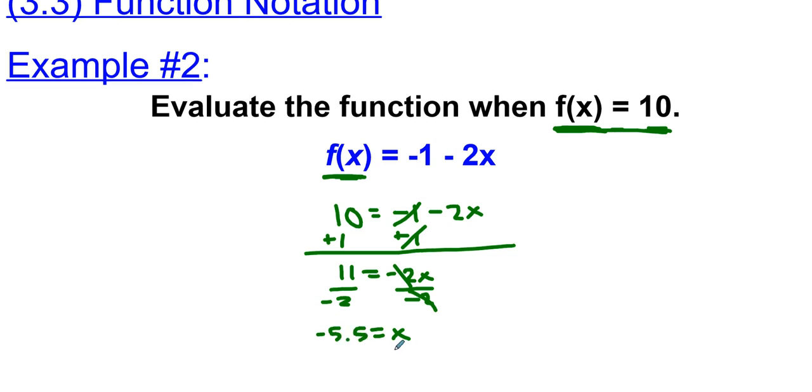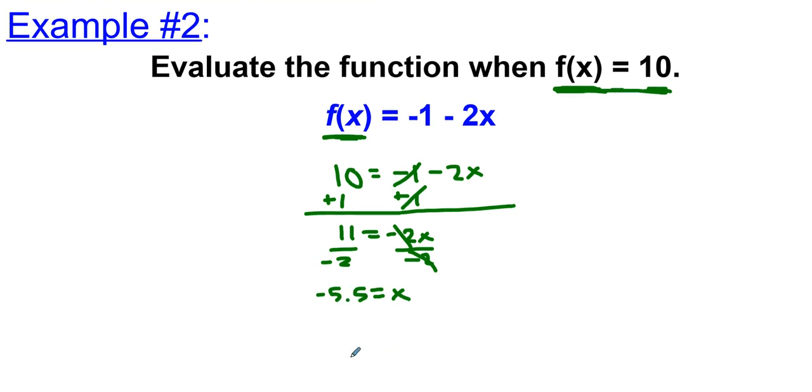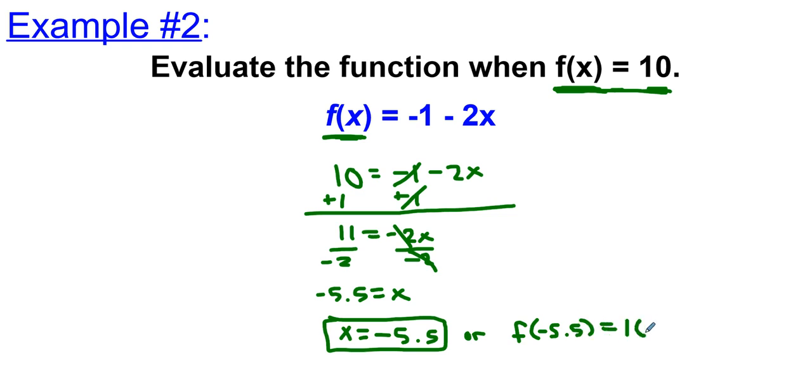All right, so how I'm going to write my answer, I'm just going to put my variable first: x equals negative 5.5. You could also write this in function notation. You could say, when I plug in negative 5.5 for x, I will get out a 10. So there's my x, I plug that in for x. And what does function f equal when I plug in negative 5.5? Well, I know it's going to equal 10 because I plugged in 10 for f of x to find that value of x. So either one of these is sufficient.